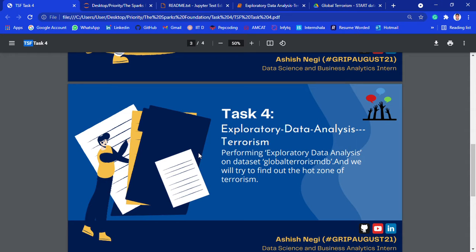Performing EDA on the dataset that is given to me, named globalterrorismdb. That stands for database, right? And here we will be trying to find out the horizons of terrorism. So let's start with my code.